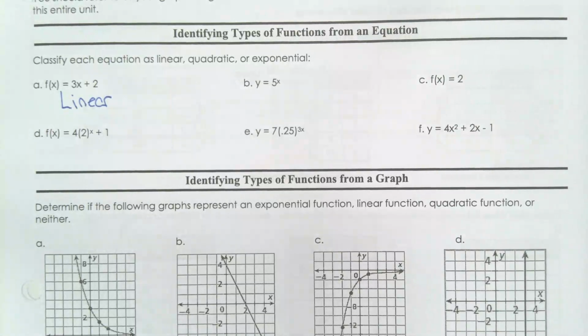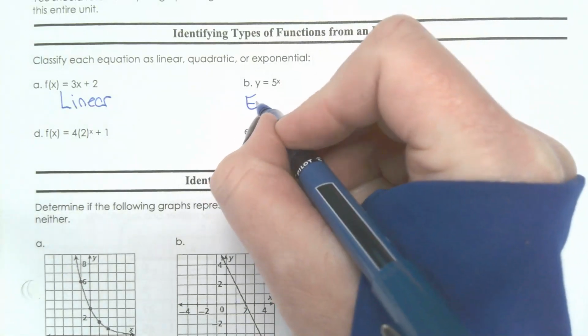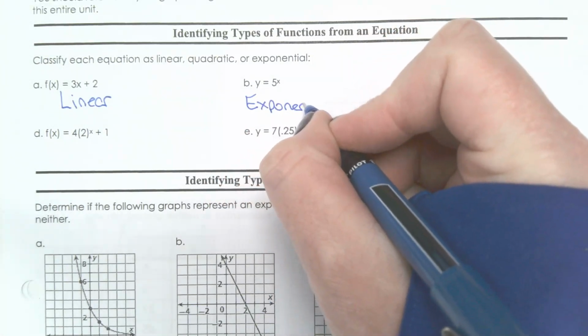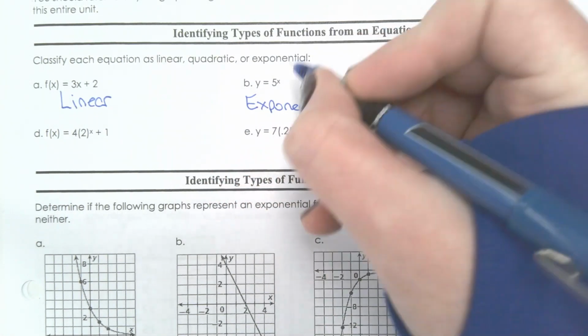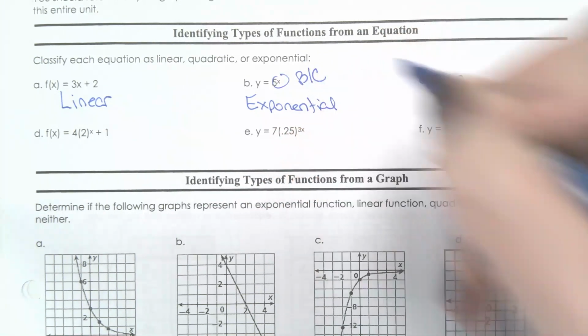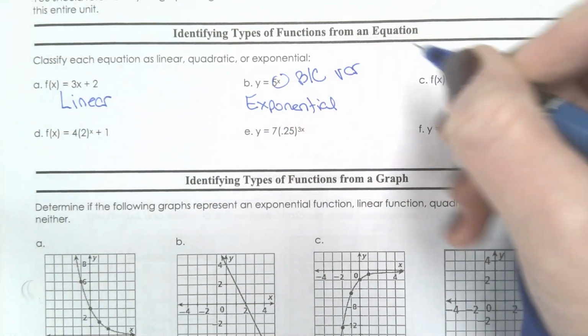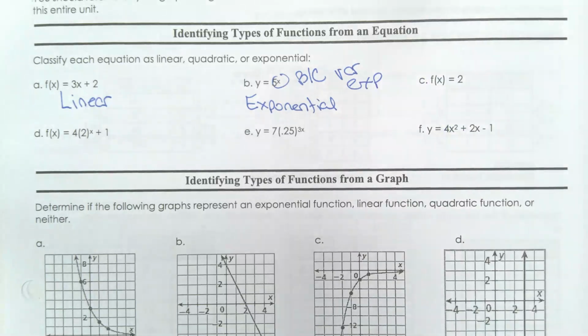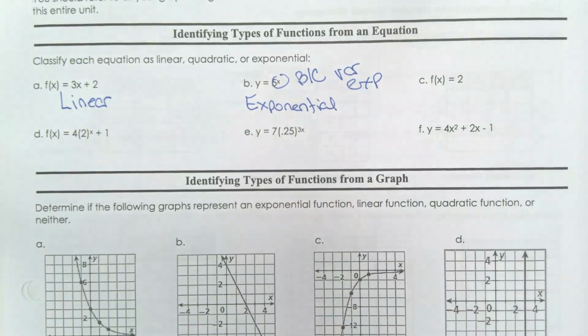On B, y equals 5 to the x. Does that look like linear, quadratic, or exponential to you? This looks like an example of exponential, because my variable is in the exponent position. That says VAR for variable is in the exponent position.